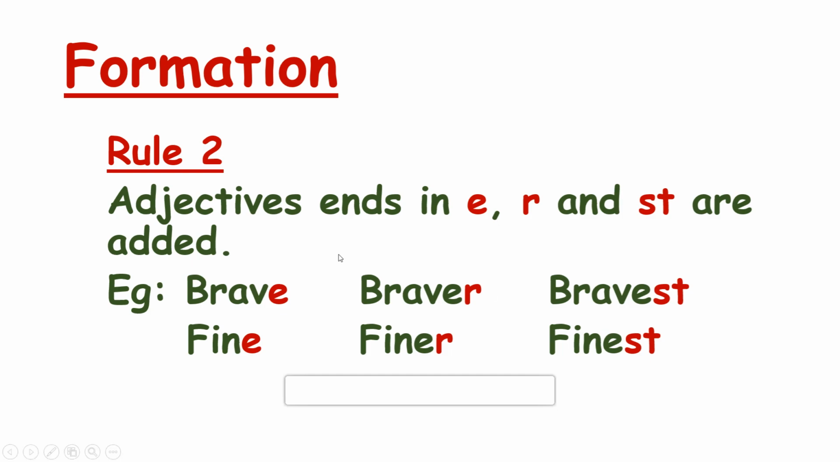Now what the rule says is that if the adjective ends in e, r and st are added. So here you can see brave becomes braver, fine becomes finer. Again st is added in the superlative degree. So you can say brave becomes bravest and fine becomes finest. That you need to understand in rule number 2.